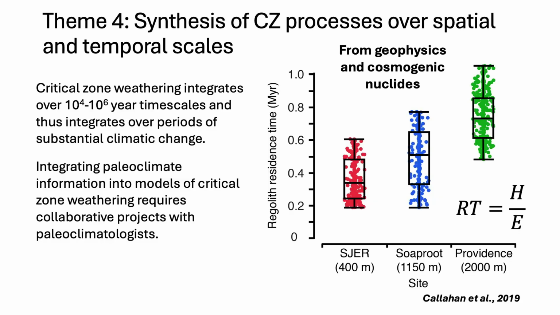And the last part of this is thinking about different temporal scales. So from estimates of subsurface thickness and estimates of erosion rates from cosmogenic nuclides, we can show that critical zone weathering often integrates over 10,000 to even million-year timescales, which often integrates over periods of substantial climatic change. And so to kind of understand the role of past climates in dictating critical zone structure, we need to integrate paleoclimate information into conceptual models of critical zone weathering, which requires collaborative projects with paleoclimatologists and potentially working in areas where we have detailed paleoclimate records.